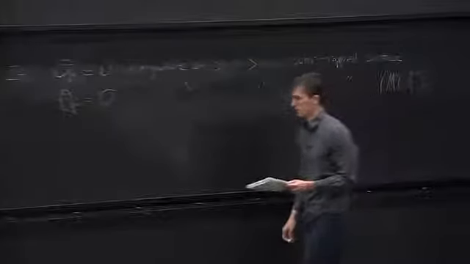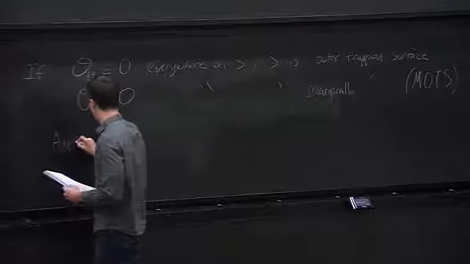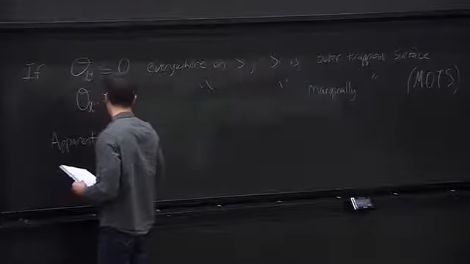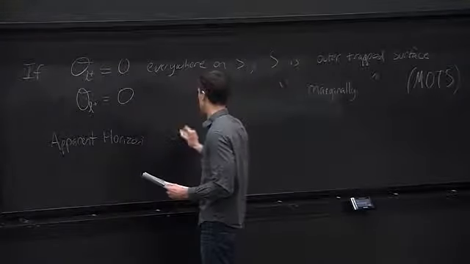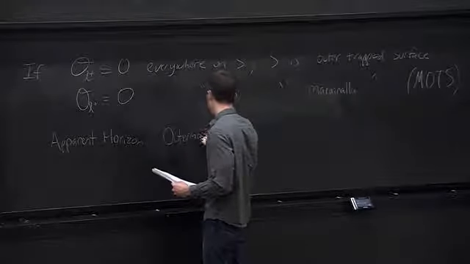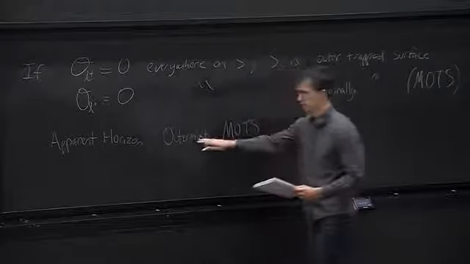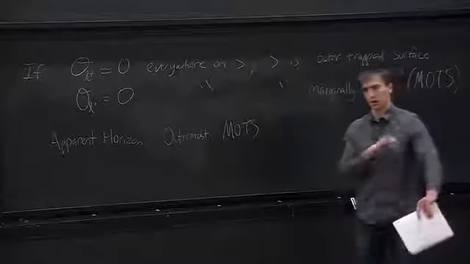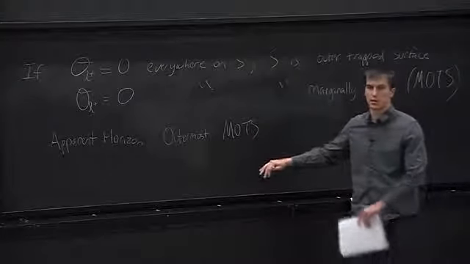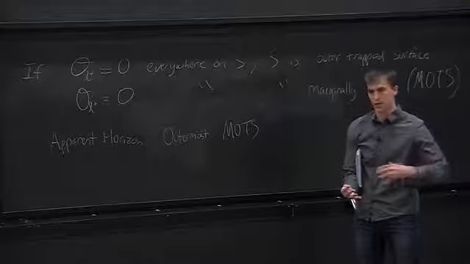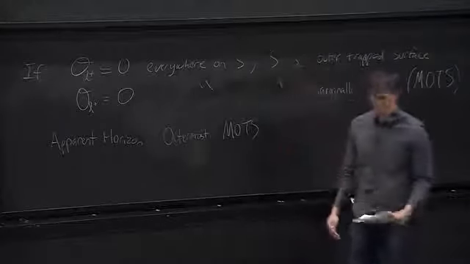And what we're calling the apparent horizon is just the outermost marginally outer trapped surface. So the reason I said outer twice is basically for a given time slice, we can have multiple marginally outer trapped surfaces. But if one is contained within another one, we'll take the outermost one, the apparent horizon.